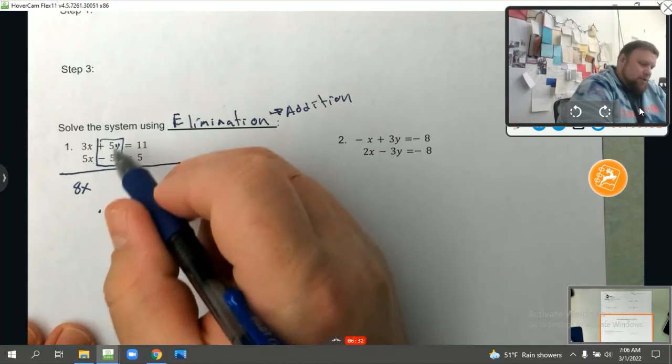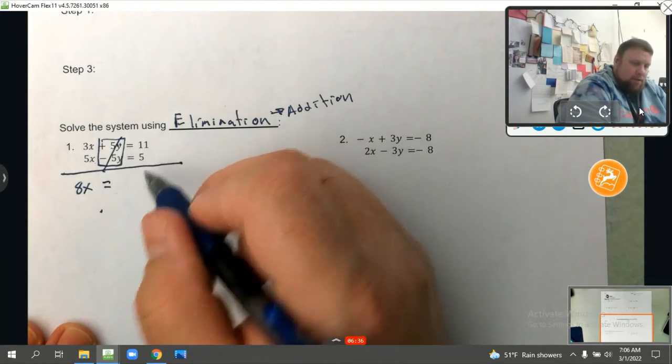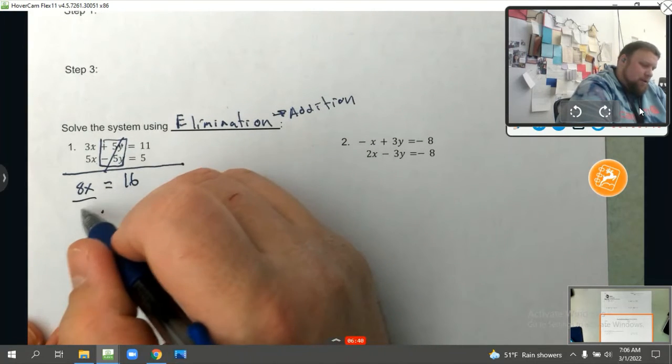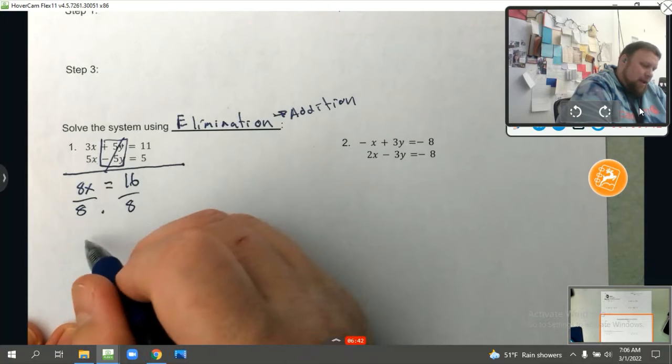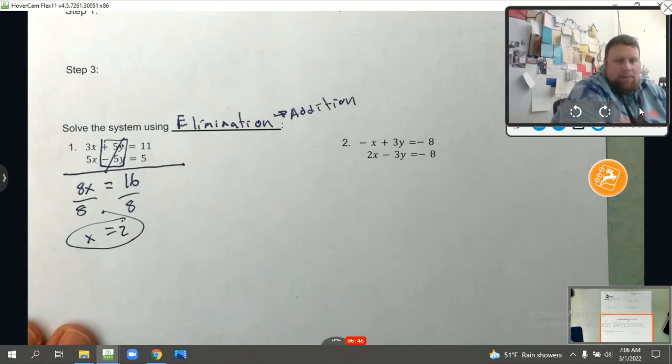It's just 0, so that's gone. And then I'm going to add straight down here, 11 plus 5 is 16. Look at that. How easy was that? Now we're left with divide by 8, divide by 8, x equals 2. We just already solved for one of the variables.